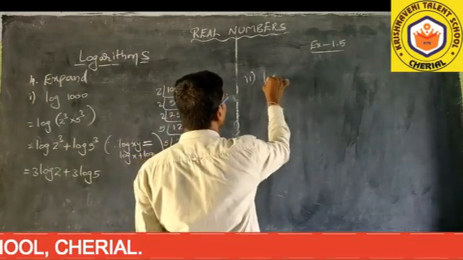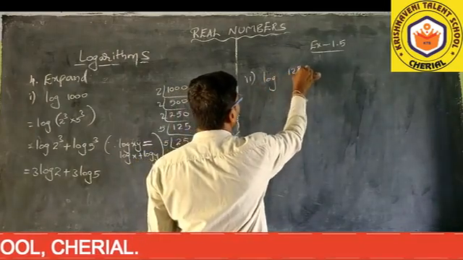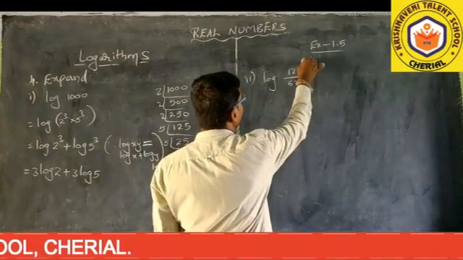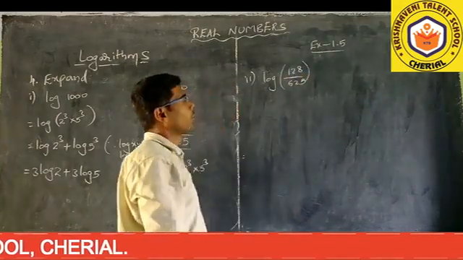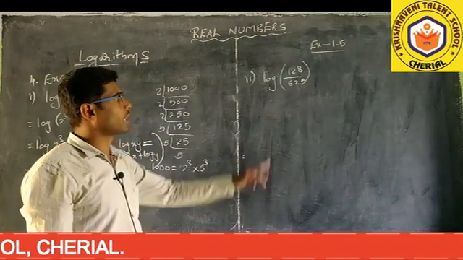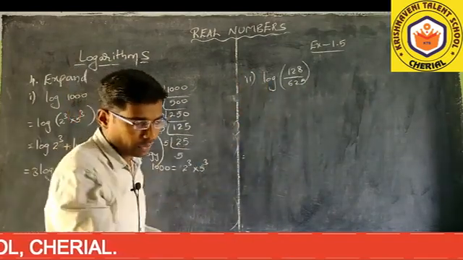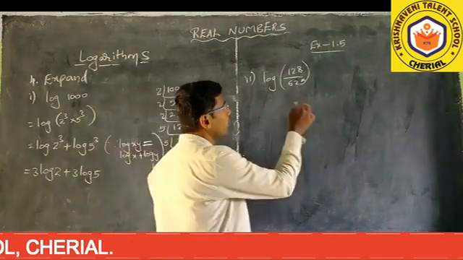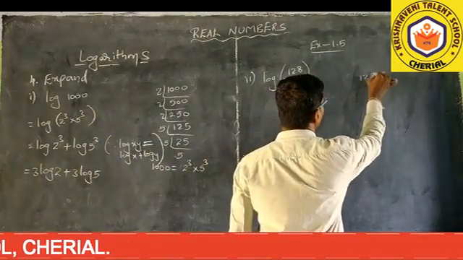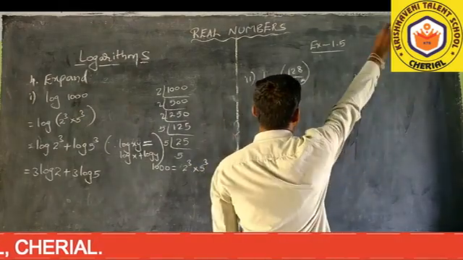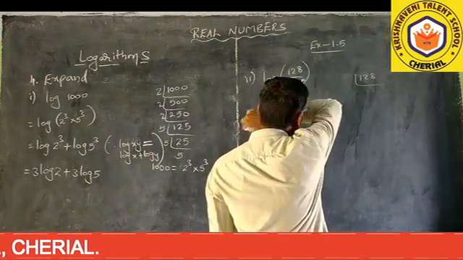Log 128 to the base 625. Here he has given one number and he is asking to expand. Whenever he asks you to expand, what does it mean? You express 128 as a product of prime numbers, and 625 as 5 to the power of 4.